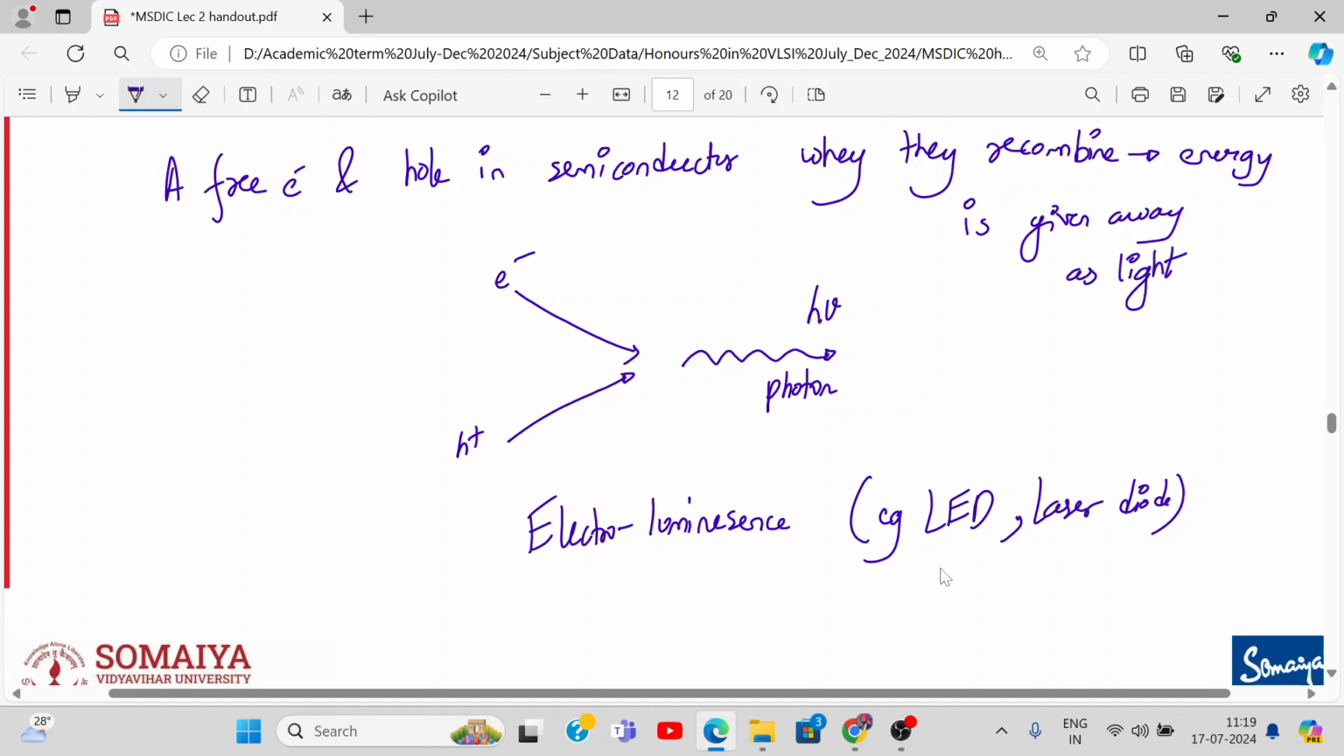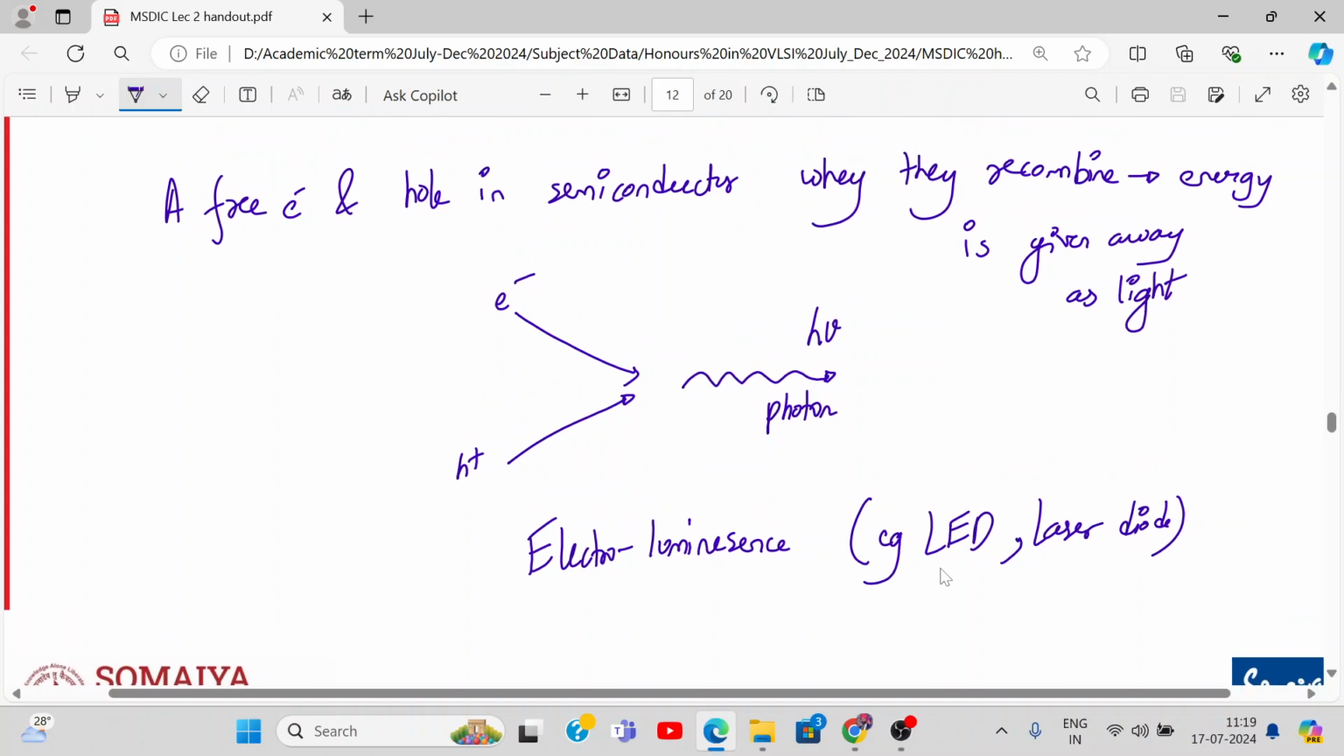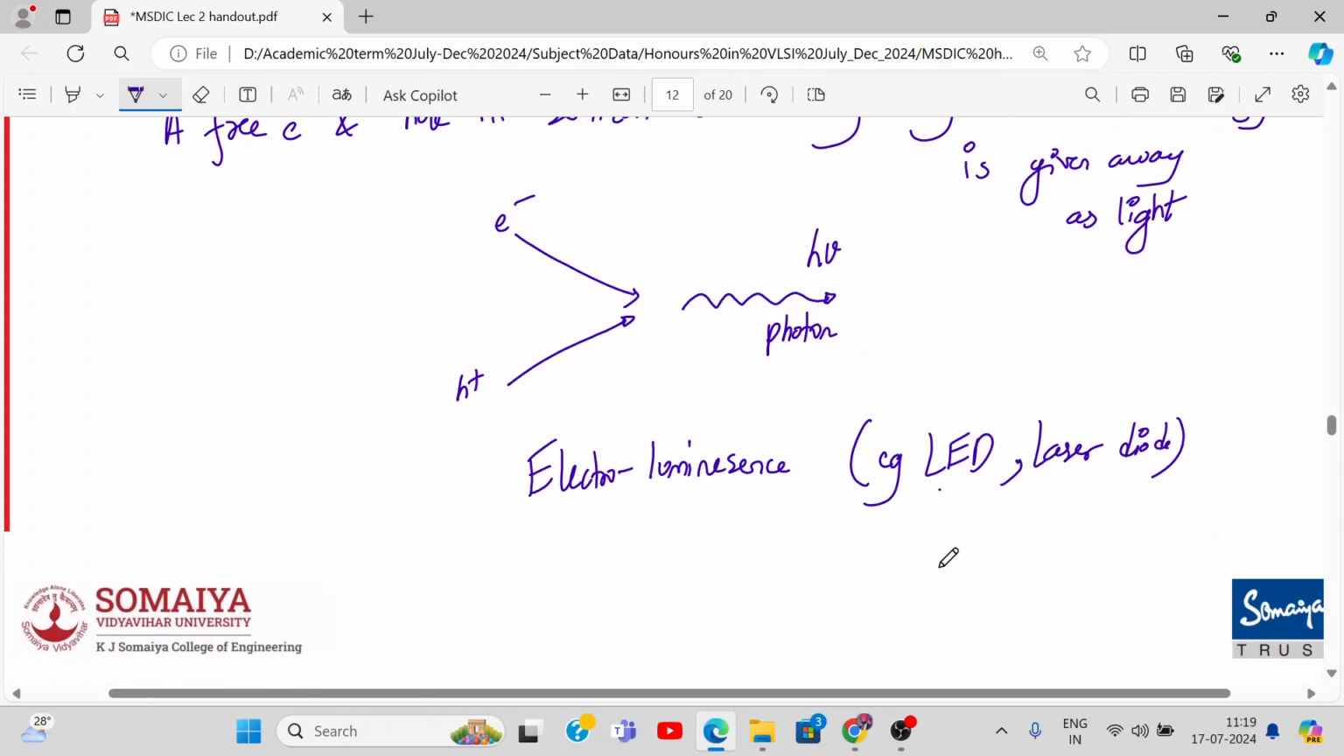Now, what is the color of the spectrum? What is the frequency of the photon? That depends upon what color of the light is emitted. Okay, so these are the principles in laser diode and LED. Agree? Hello? Understood this phenomena of photoconductivity and electroluminescence?